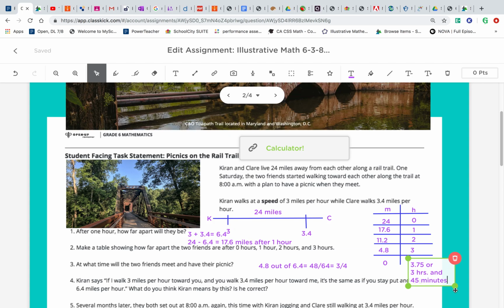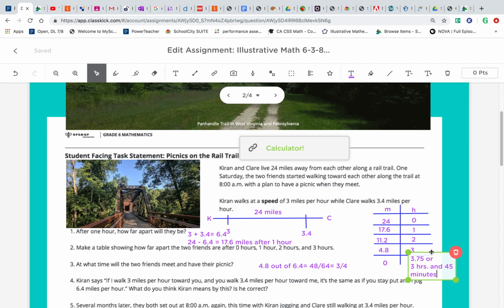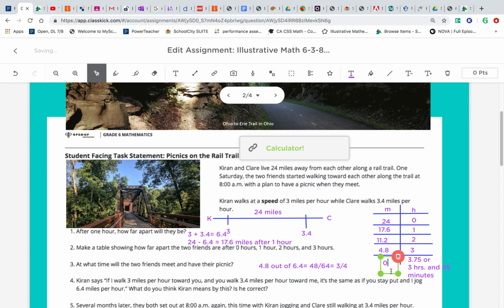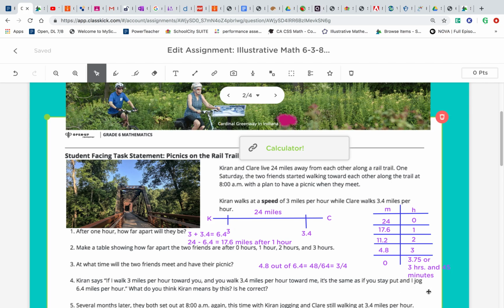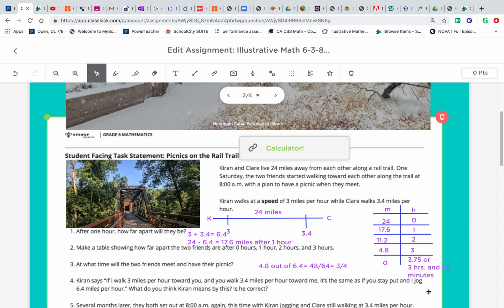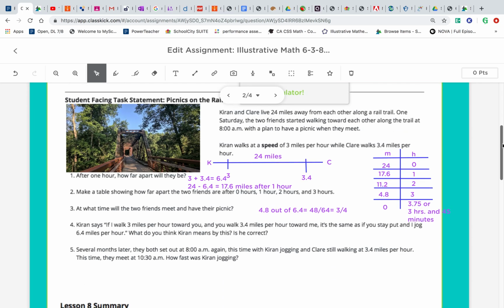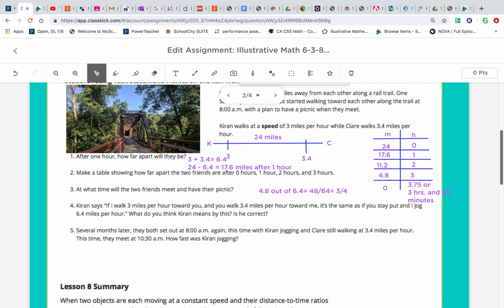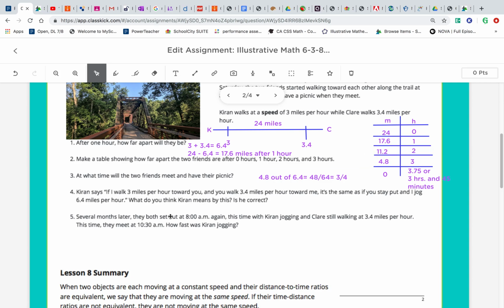Let's stretch this out just a little bit. Okay, so you can think about it either way, right? It's either 3.75 hours or 3 hours and 45 minutes. All right, and so number 4 says that Kieran says, if I walk 3 miles per hour toward you and you walk 3.4 miles per hour toward me, it's the same as if you stay put and I jog 6.4 miles per hour. What do you think Kieran means by this?